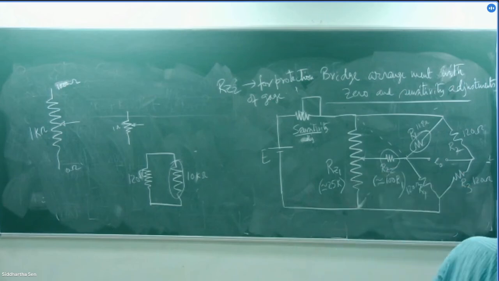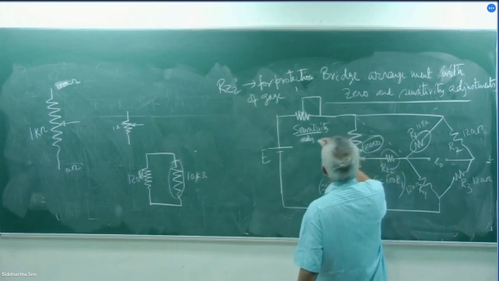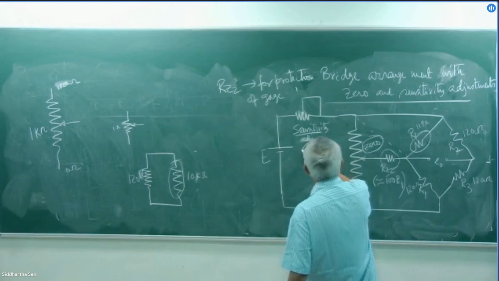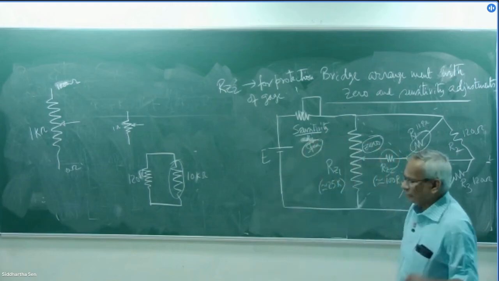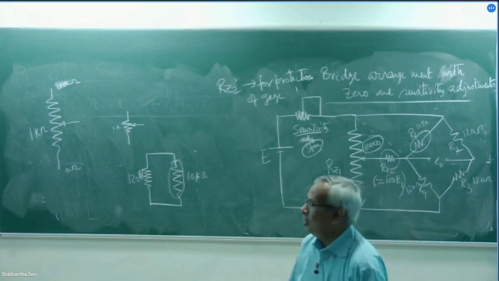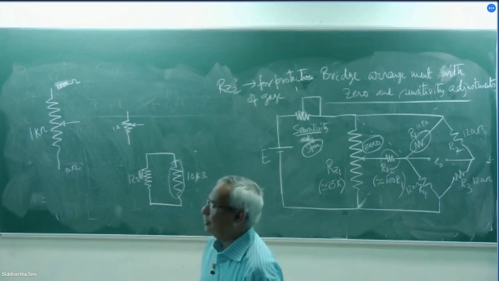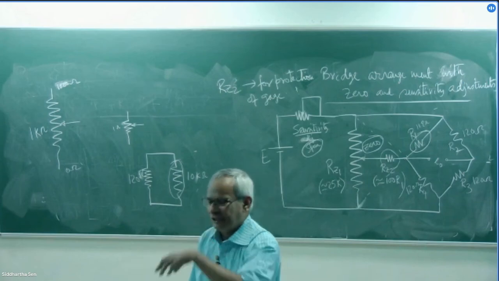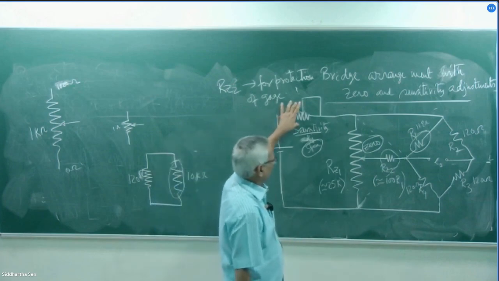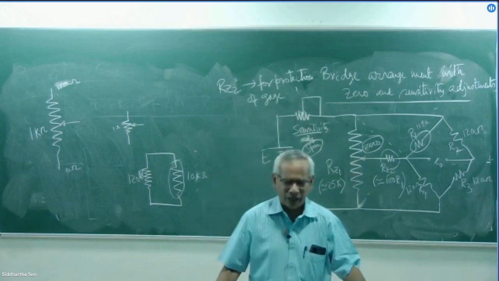This one we can call a zero adjustment, and this one I call sensitivity adjustment, or sometimes a span adjustment. The span means the full scale reading. If we apply the full loading or the full strain to it, we know that the bridge should give this much voltage. If it does not, I adjust this potentiometer so that we get this much here.